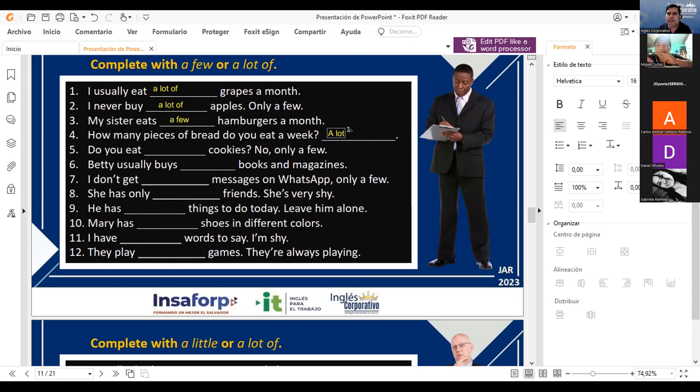Tu response. Nada. Vamos a poner aquí slash slash, yeah. Few cookies. Okay. Allí sí, en la siguiente sí es hablar.